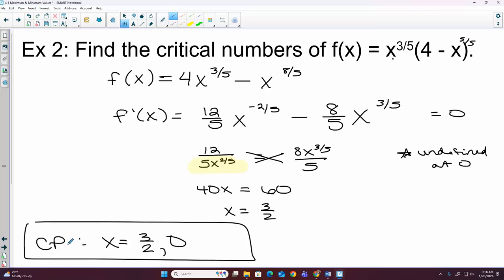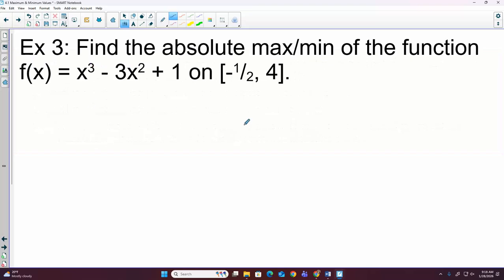All right, let's do another one. I am going to skip this slide for just a second, and I want to go here to actually find the absolute max and min. First thing, maxes and mins can happen at critical points. So we have to find our critical points. How do we find critical points? Critical points are the derivative. We need to do our derivative.